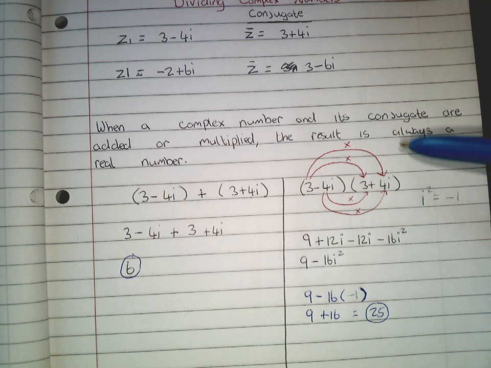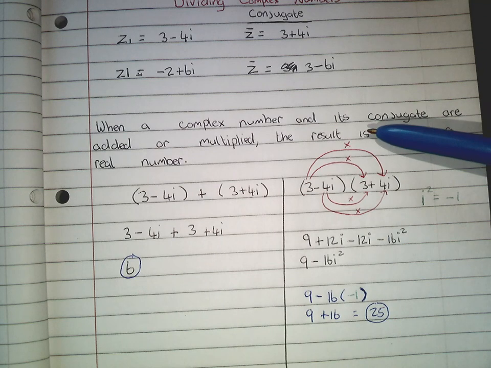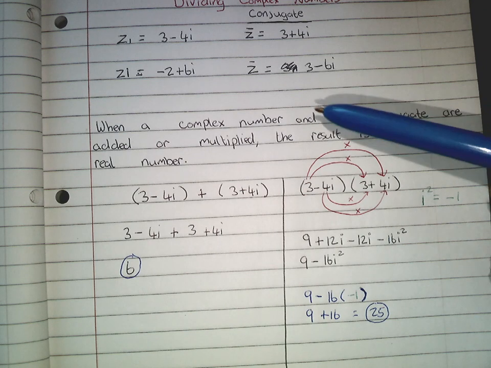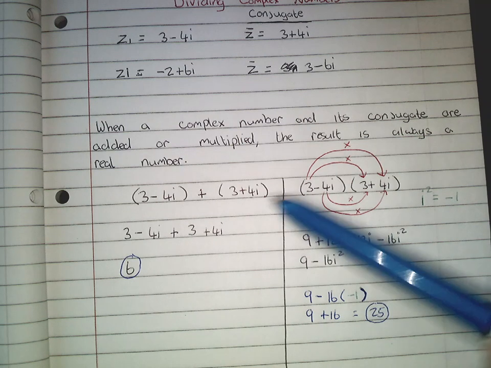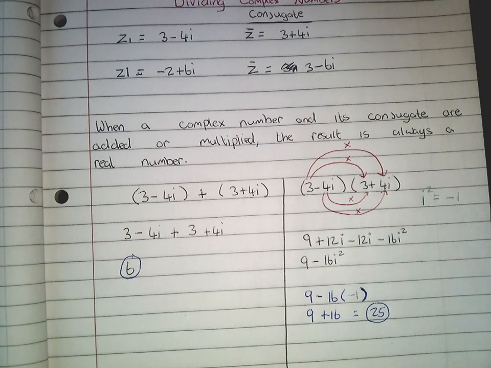So that's this rule here. When a complex number and its conjugate are added or multiplied, the result is always a real number. This is what you'll get when you add or multiply complex numbers by their conjugate.